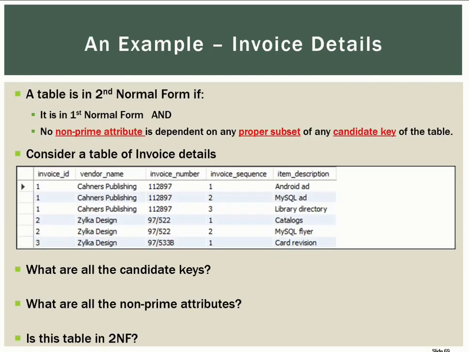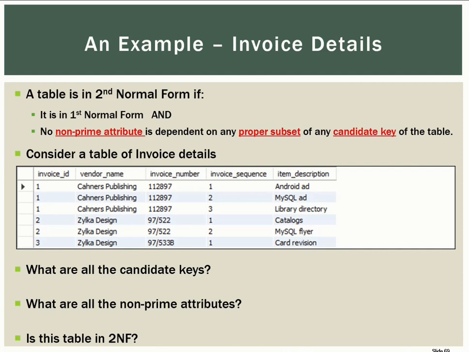Let's take a look at a table of invoice details that comes to us from the Murach textbook. Here we see invoice 1 for Connors Publishing. There are 3 details, 3 things ordered on that invoice: an Android ad, a MySQL ad, and a library directory. There's a second invoice for Zilka Design that includes catalogs and a MySQL flyer. And there's a third invoice for Zilka Design that has a card revision. So we need to analyze if this table is in second normal form or not.